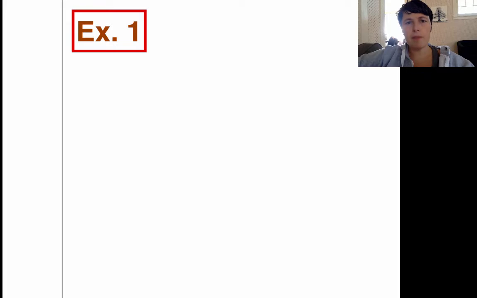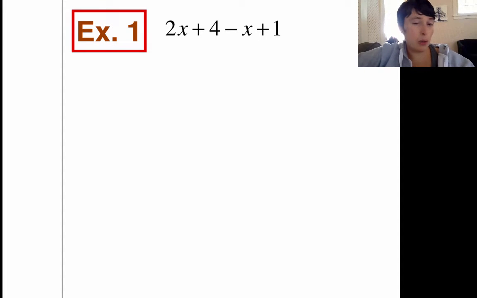Let's do an example. So here's our first example, example 1. We're going to write down a problem, and it's 2x + 4 - x + 1. Now we're not going to solve for x yet because one, we don't have an equal sign, and two, we just don't have enough information to do any solving. But we can do some other things. We can study this expression. We can draw a visual to represent it.